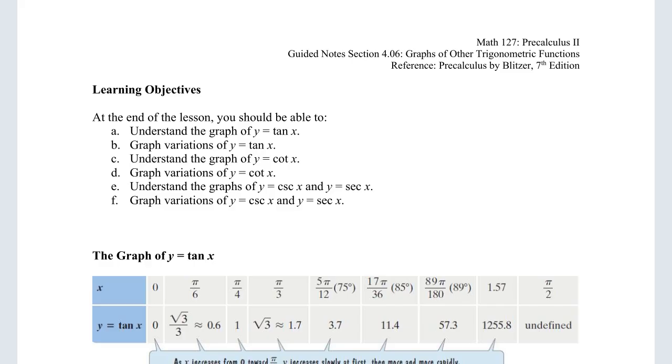In our previous lessons, we have learned how to graph sine and cosine functions and how to analyze their transformation using the amplitude, period, phase shifts, and vertical shifts. Today we are going to complete our study of the six trigonometric functions by exploring the graphs of tangent, cotangent, secant, and then cosecant.